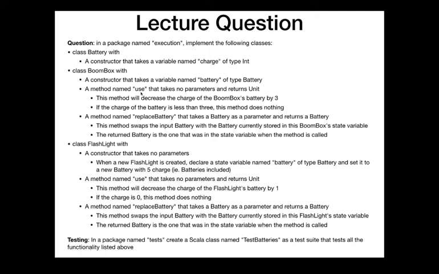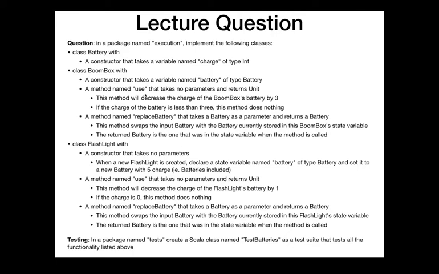So whenever we call use on a boombox, whatever battery is currently in its state variable, whatever battery is currently in this boombox, it's going to drain 3 units of charge from that battery. So we need to decrease that charge of that battery by 3. If the charge is less than 3, this does nothing. So if I have a battery with charge 2 inside this boombox and I hit play, I want to run this boombox, nothing happens, boombox doesn't play, the battery doesn't deplete down to 0, it stays at 2.